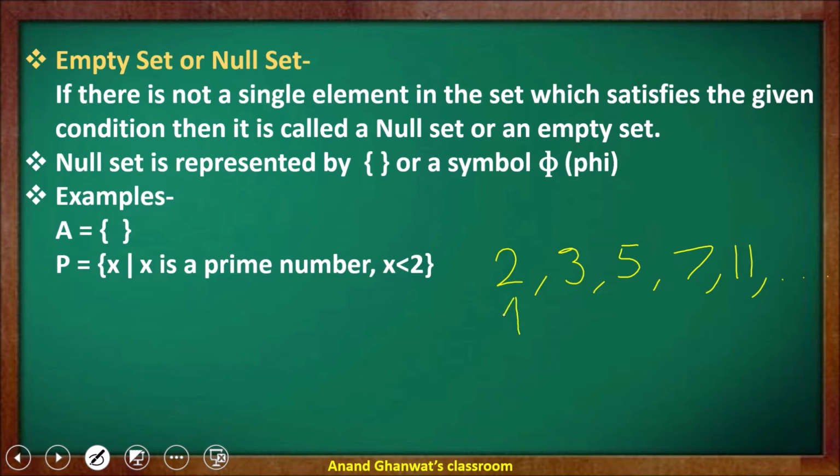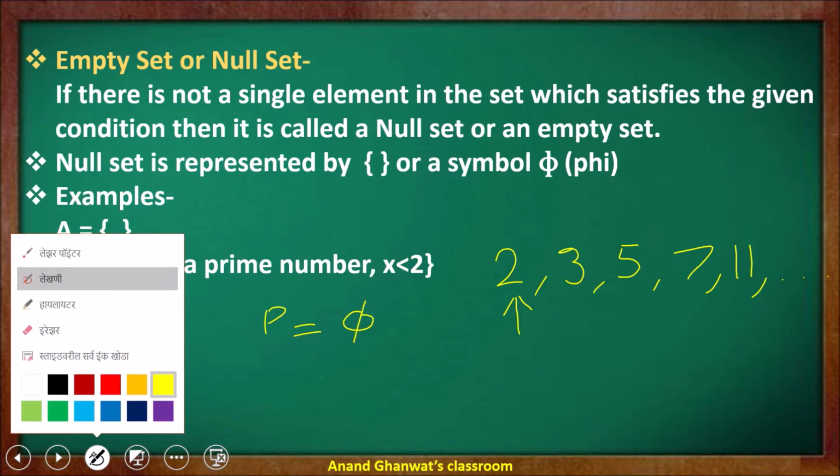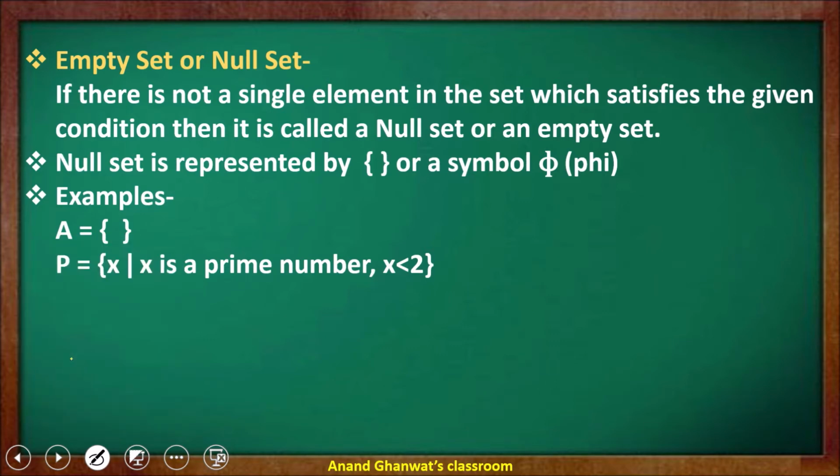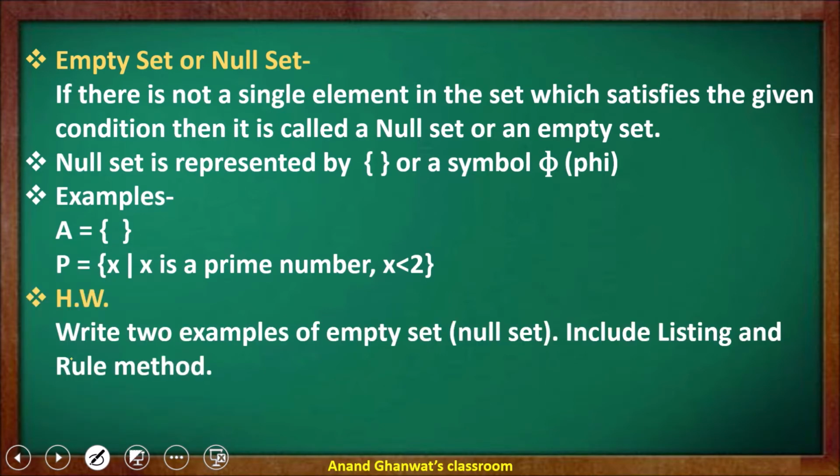Now prime numbers start from 2 and we want here the prime number less than 2. So there is no element which satisfies the given condition. Therefore P is phi or P is an empty set. Now homework for you. Write two examples of empty set or null set. Include one example of listing method and one example of rule method.